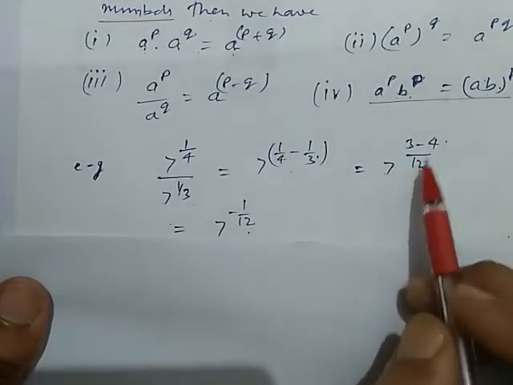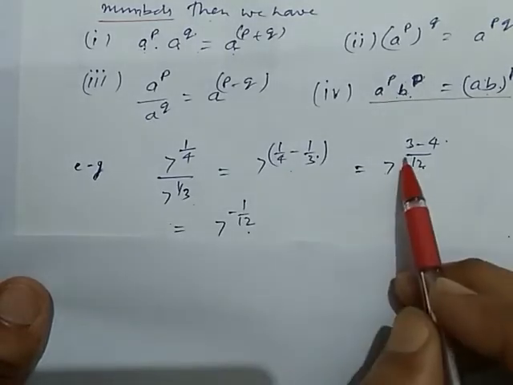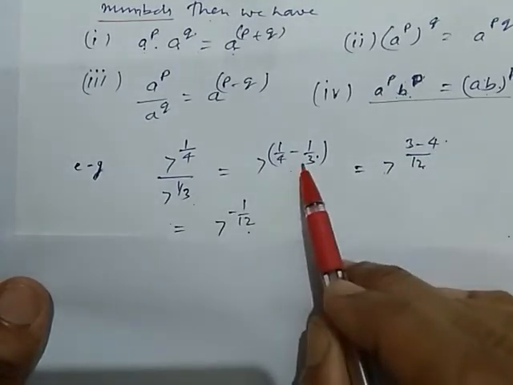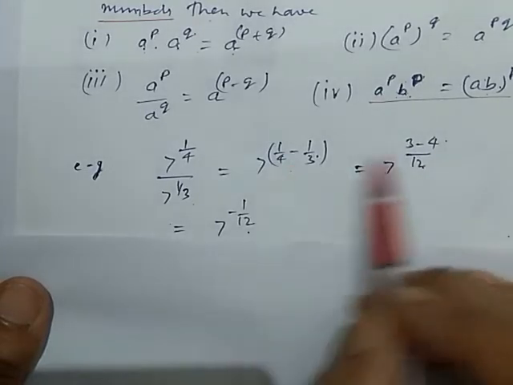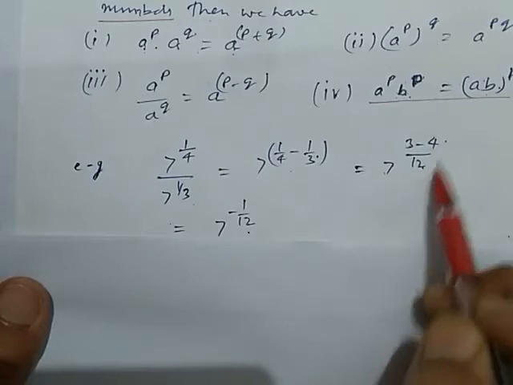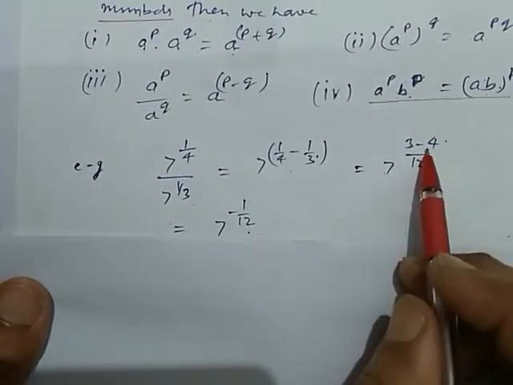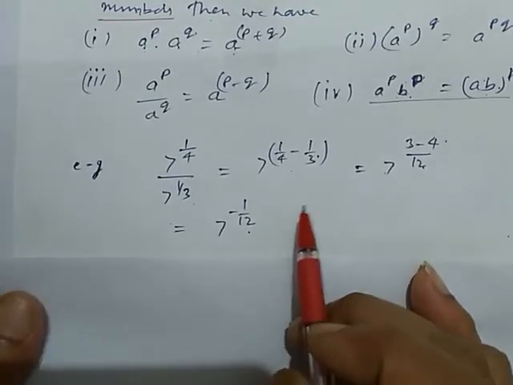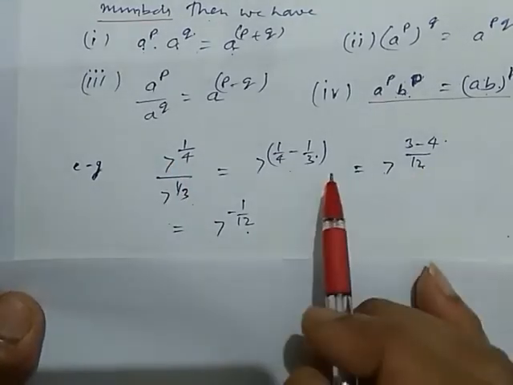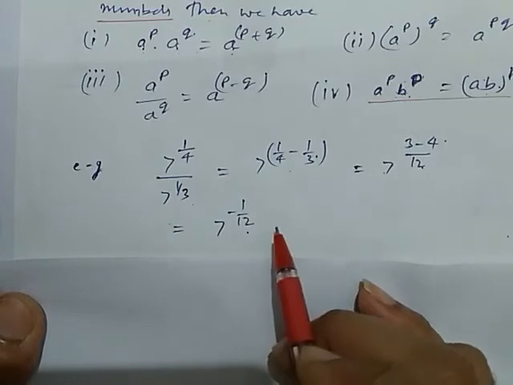Seven power, take LCM of 4 and 3, this is 12. So this becomes 3 minus 4. By solving this we get minus 1 by 12. So this type of problem is solved this way.